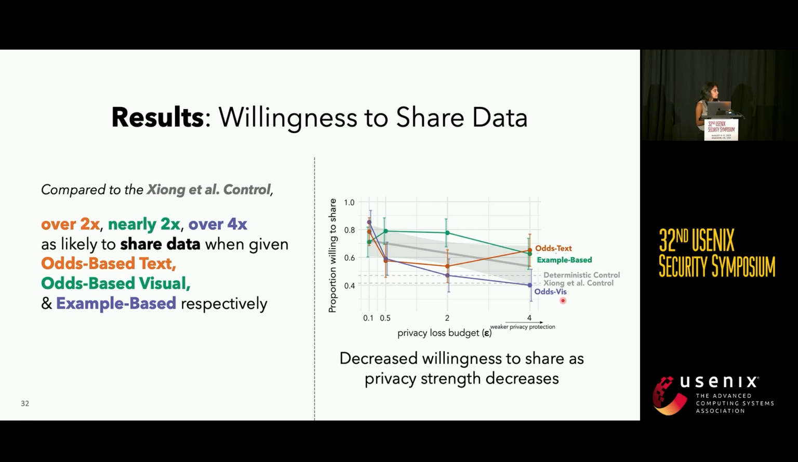The way to read this is the x-axis is that privacy loss budget. So as we move to the right, we have weaker privacy protections. And then the y-axis is showing us proportion of willingness to share data. So you can see as we're weakening the privacy protections, that proportion is going down, especially for that odds-based visual method.